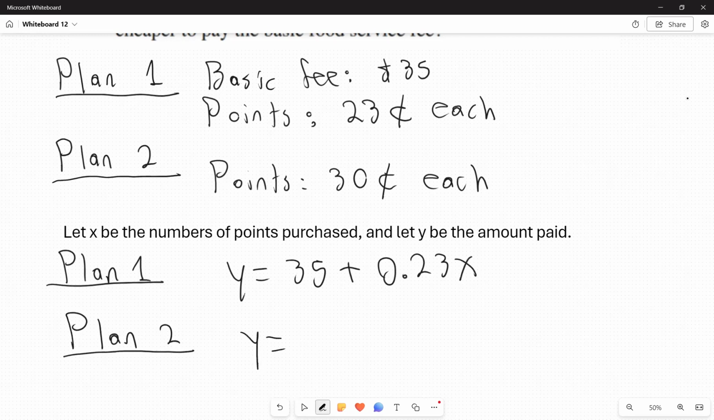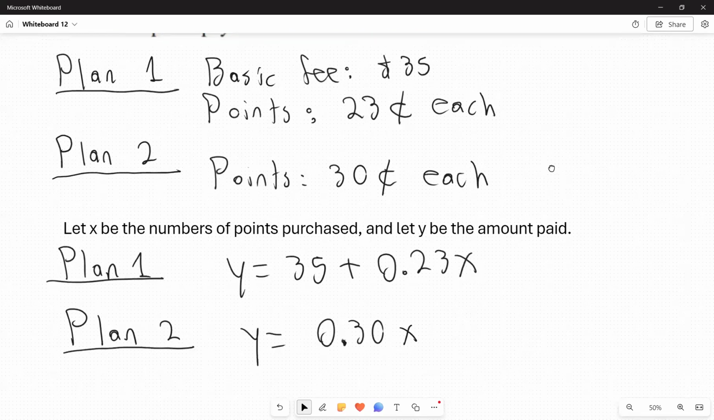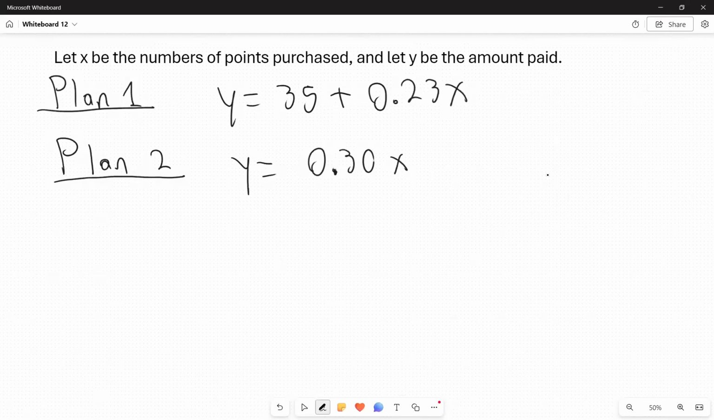And for plan two, there is no basic fee, and points cost 30 cents each. So initially, it is better to purchase plan two, but at some point, it's going to be better for people who often use the food services. It's going to be more convenient to use plan one. If they go, let's say, every day or 4 days a week, it's going to be more convenient to use plan one. So what do we have? We have two equations. I don't know at which point they intersect, but we're going to find out.